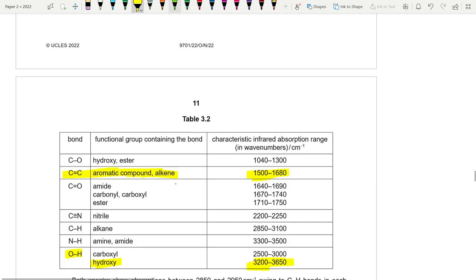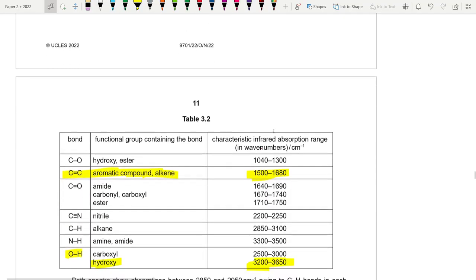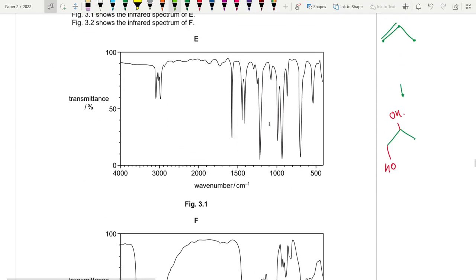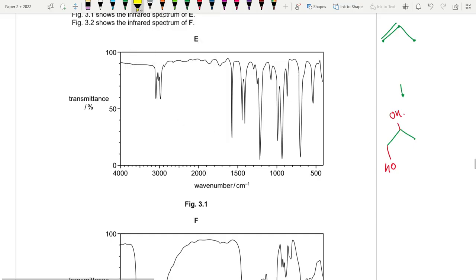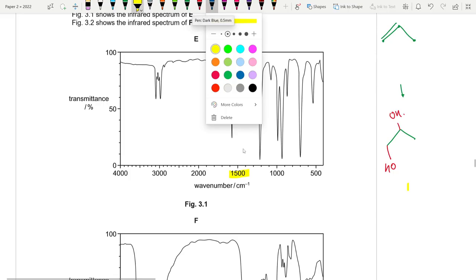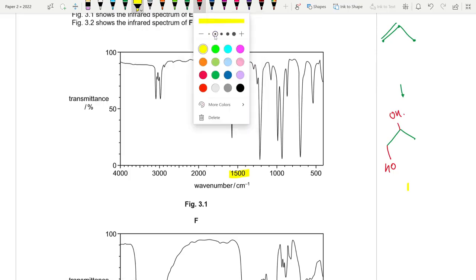So for alkene, what's special? If you think about it, 1500 to 1680. Let's look for that. And we are supposed to get a strong peak, right? Oh, wait, my pen isn't changing. As you can see, around 1500, there's this sharp peak, or this strong peak over here. So that is basically referring to your C=C double bond, as I've told you before.